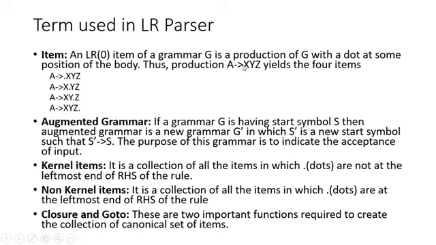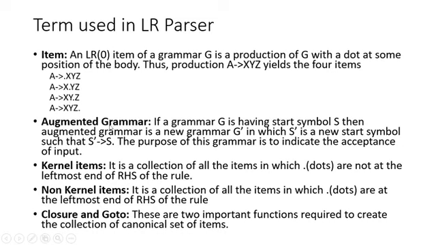An item is, let's consider a production A derives XYZ. Then this can be given as the productions A derives dot XYZ, A derives X dot YZ, A derives XY dot Z, and A derives XYZ dot. So you notice that the dot is shifting one step ahead every now and then. The dot shifts from X to Y, then from Y to Z, then from Z to the last. This is what is called an item.